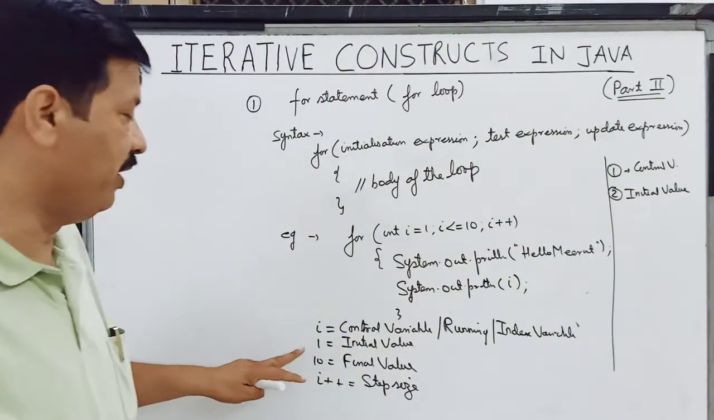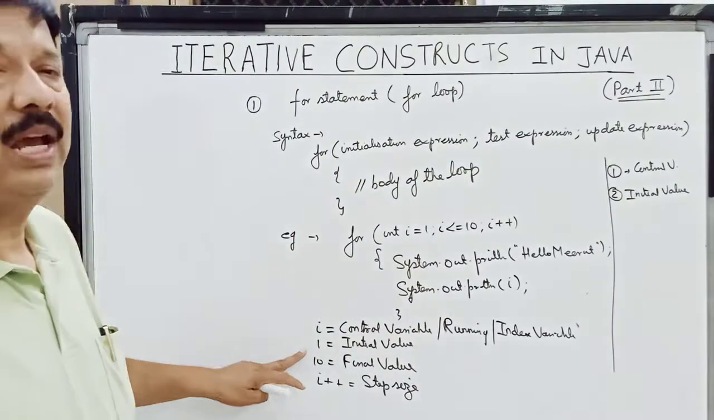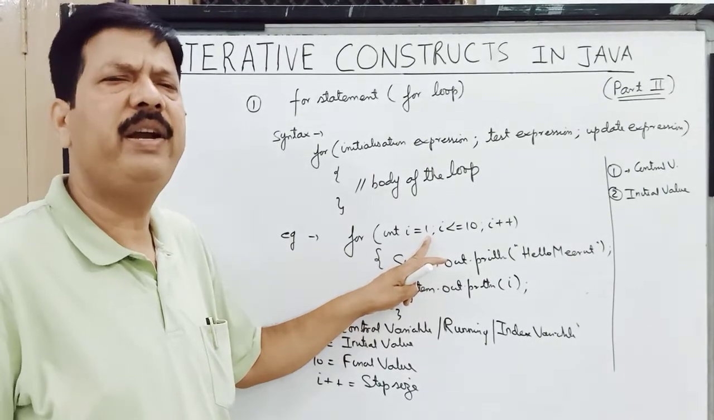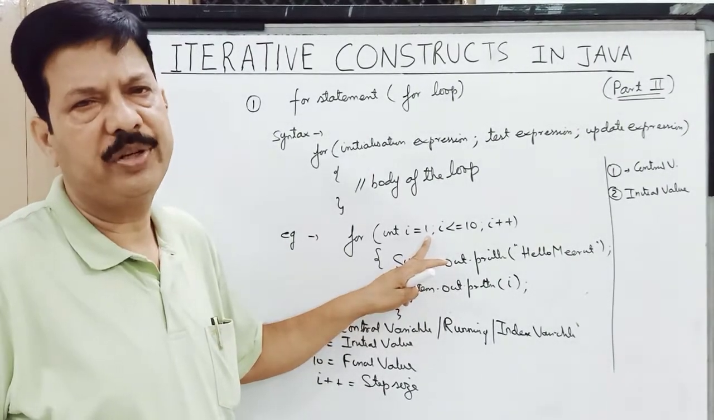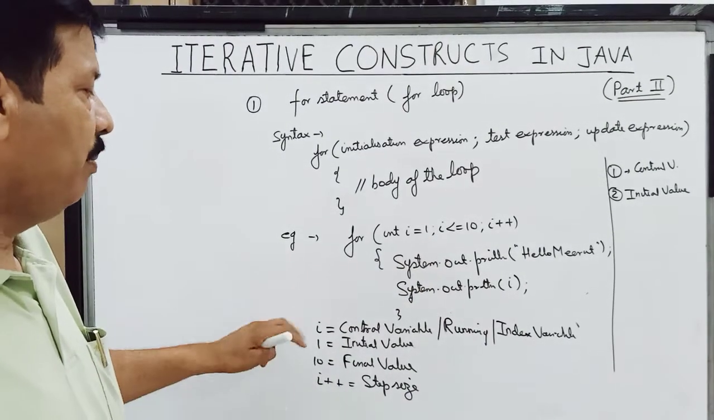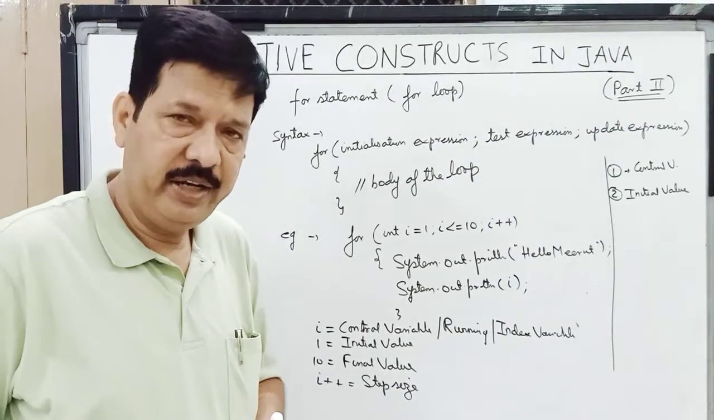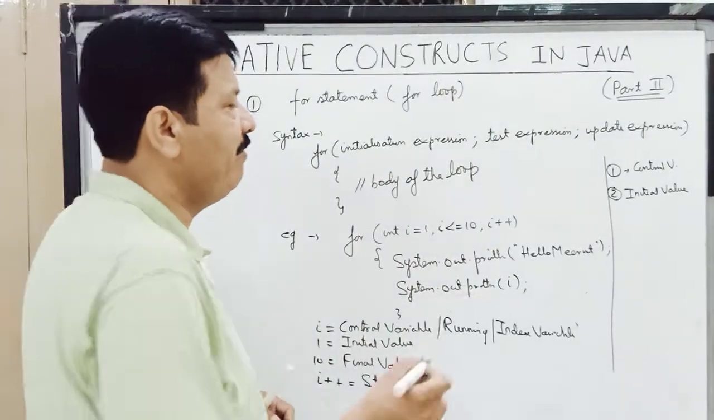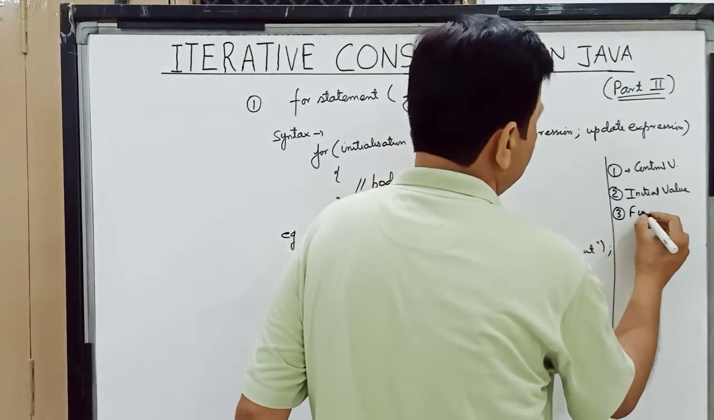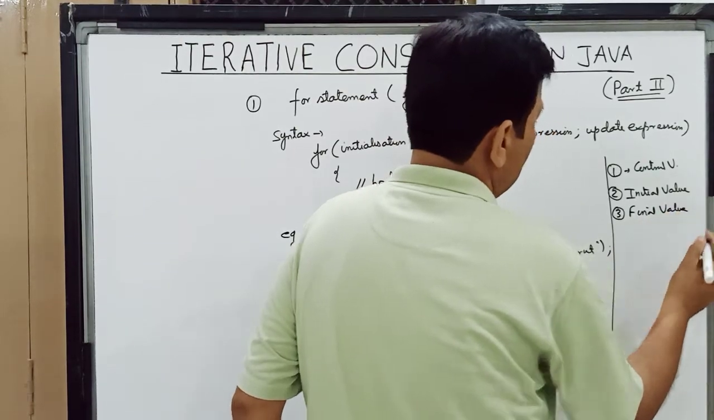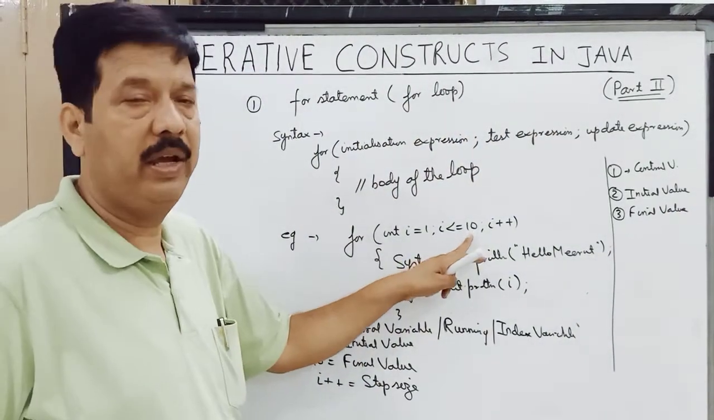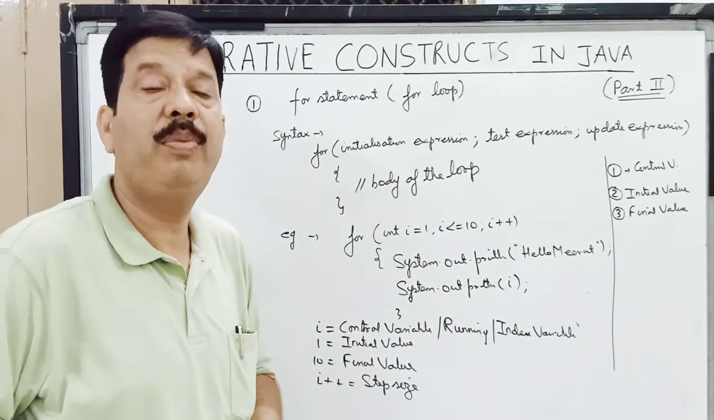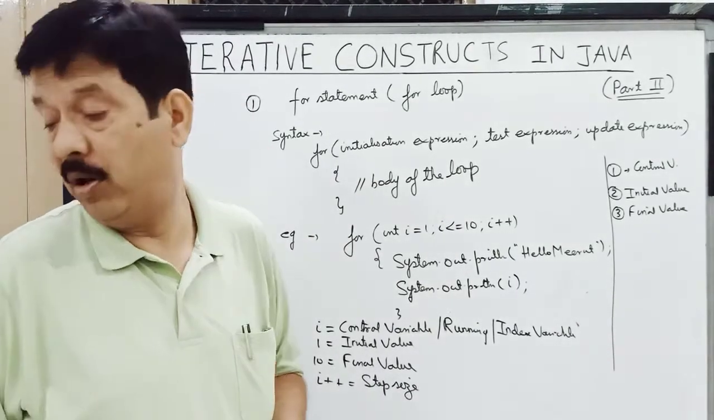And this initial value, children, as I am telling you over here, may be a constant, as I have taken over here 1. It may be a variable, it can be any predefined variable, or it may be an expression. So the initial value may be a constant, a variable, or an expression. In the same way, children, we have the final value. The final value is the value 10 over here till the loop executes. So that is the final value, and the final value may also be a constant, a variable, or an expression.